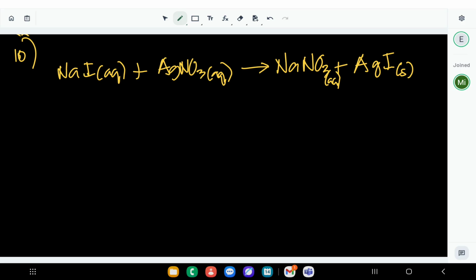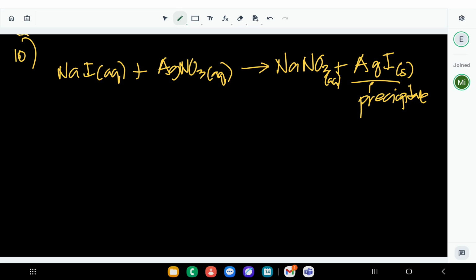So we're given this reaction, and in the product side of the reaction we have silver iodide, so that means that one is the precipitate, so it is solid. Okay, how do we know the color of the precipitate here and the solubility?